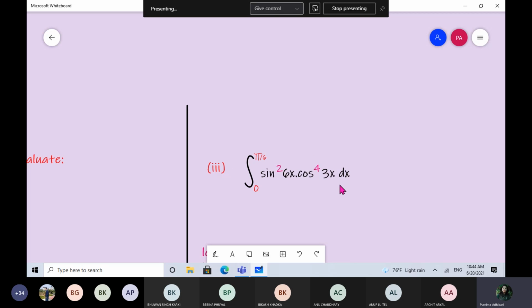Okay, so I'll talk about it later. Now let's look at this question. 0 to pi by 6 sine square 6x plus cos to the power 4 3x dx. Now you have to again simplify this integral using beta gamma function. How can you do that? Anybody can give me any hint? How do you apply beta gamma function in this integral? I'm waiting for the answer.